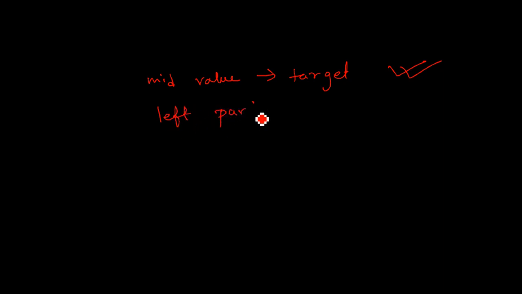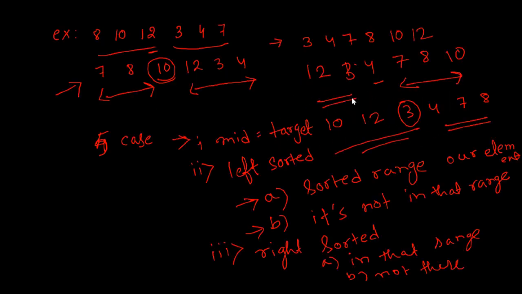So now we will think what should we do. Let me write here. If the mid value is target, we will simply return that index or true. If the left part is sorted, how will we check whether the left part is sorted or not? We will check the start index value and mid value. If the mid value is greater than start, because we are saying that there is no repetition, then that part is sorted. So if we check the example here, 7 is less than 10, that's because this part is sorted.